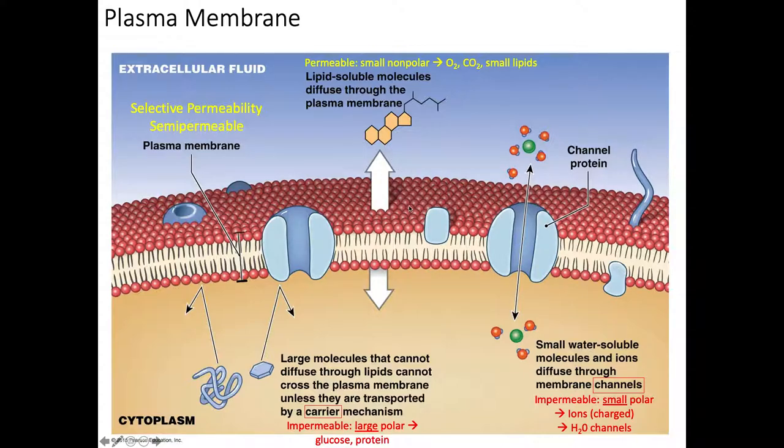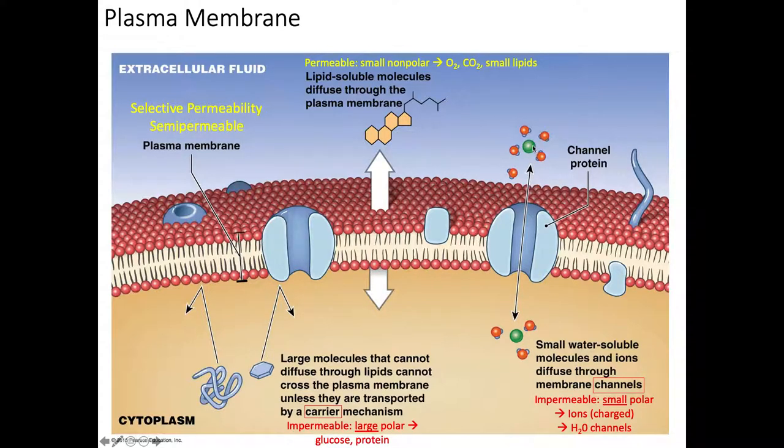Now, those are lipid soluble, so they can go in and out of the cell easily. But for other types of molecules, they need help. And that help can come in the form of a channel or a carrier-mediated protein. So for channels, these will allow small polar molecules like water.